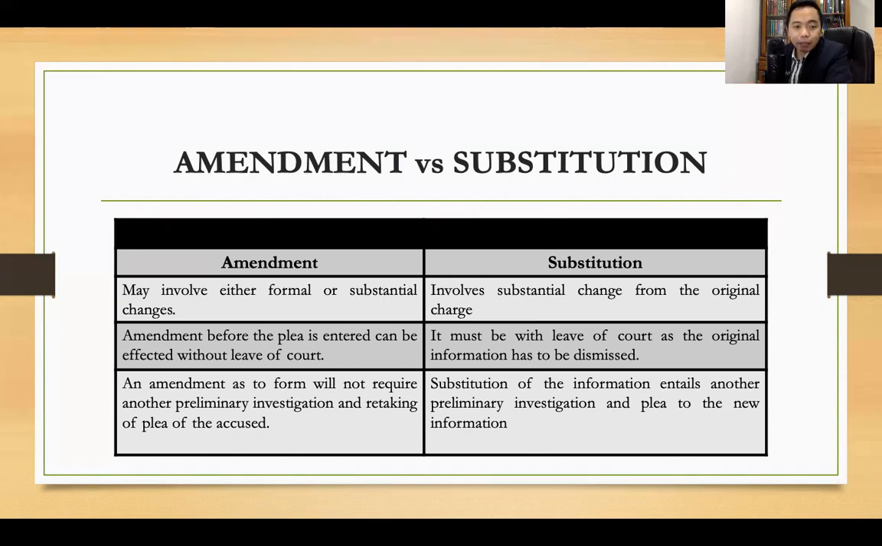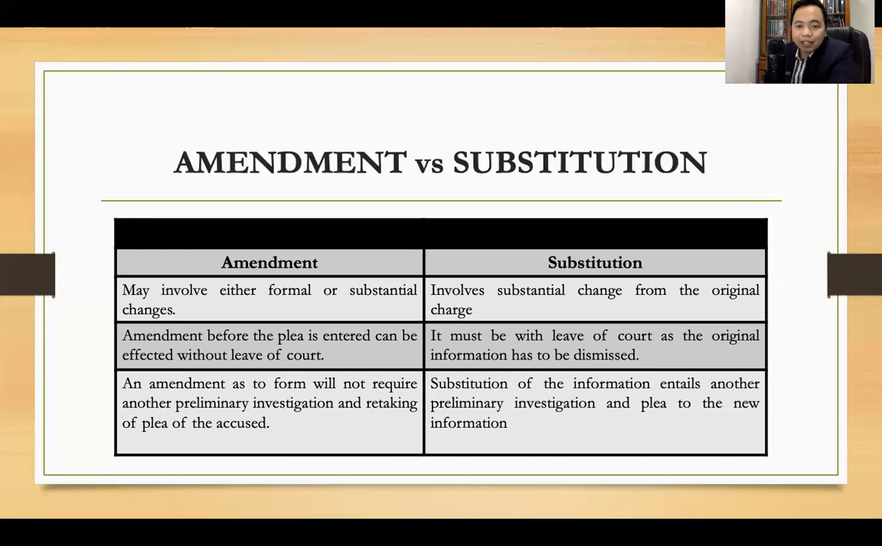Amendment before the plea is entered by the accused can be effected without leave of court. So before the accused enters his plea of guilty or not guilty, then the prosecution has the right to amend the complaint or information as a matter of right, even without seeking permission from leave of court. That is what we mean by leave of court. So before the accused enters his plea, the prosecution can amend its complaint or information even without leave of court.